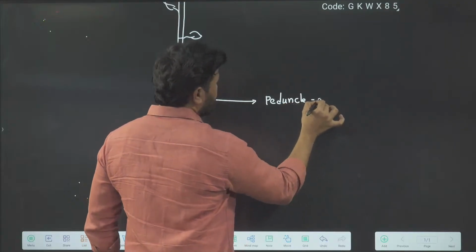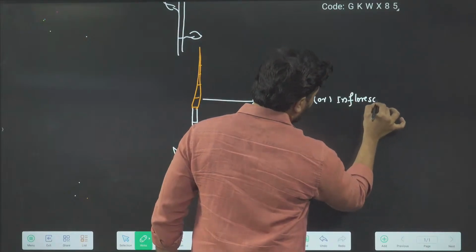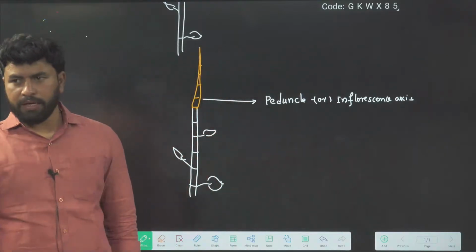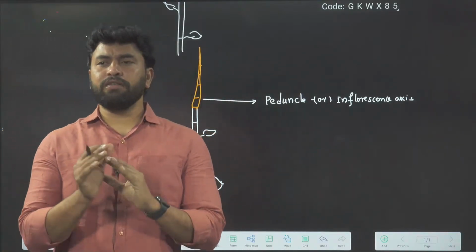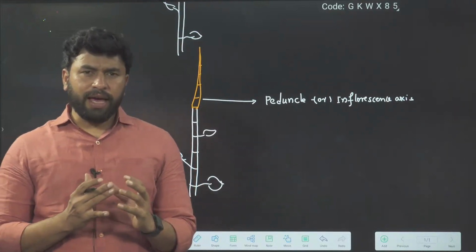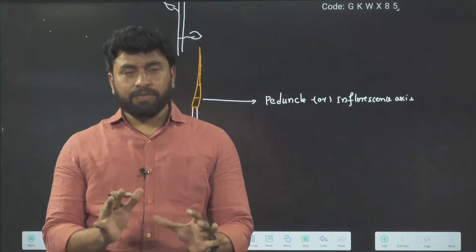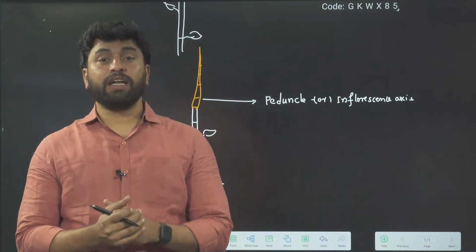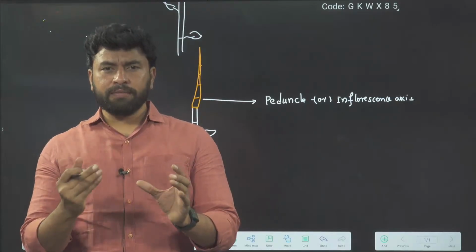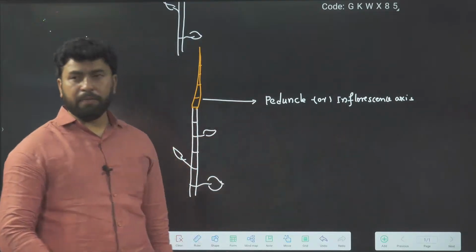Peduncle or inflorescence axis. It may be called peduncle in common names. Technically it is nothing but inflorescence axis. If you got any question, what is actually an inflorescence axis? It is stem. The stem which produces flowers is called as inflorescence axis. More precisely, a modified stem which bears flowers on its surface. We can call it as inflorescence axis or peduncle.